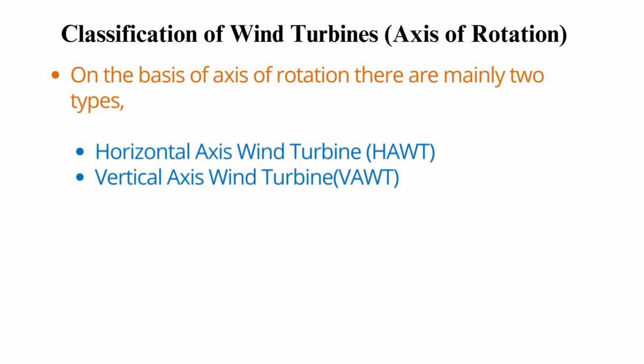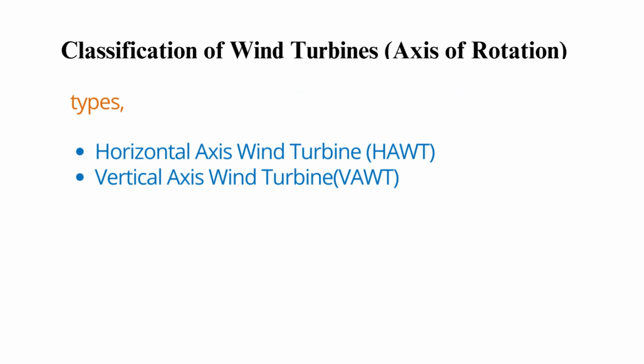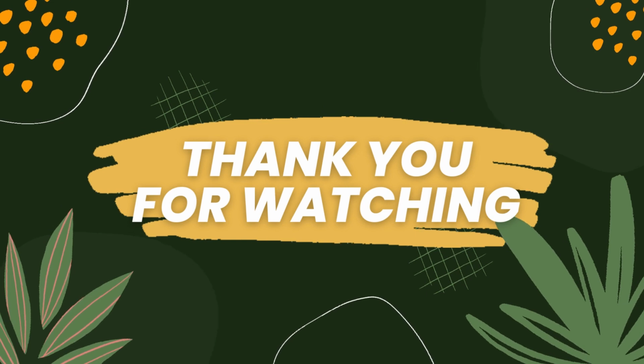Classification of wind turbines: axis of rotation. On the basis of axis of rotation there are mainly two types: horizontal axis wind turbine, HAWT, and vertical axis wind turbine, VAWT.